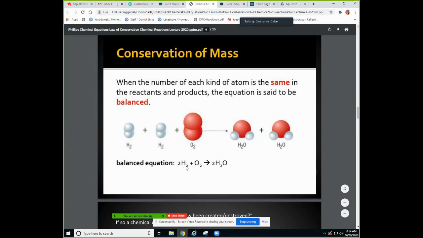So what they did to balance that incorrect equation is they added a coefficient. We can change coefficients. We can never, ever change subscripts. So the little number will never change. We can't add or take away from that, but we can always add a coefficient, which is what they did here. So there's 4 atoms of hydrogen, 4 atoms of hydrogen. There's 2 atoms of oxygen, and there's 2 atoms of oxygen.